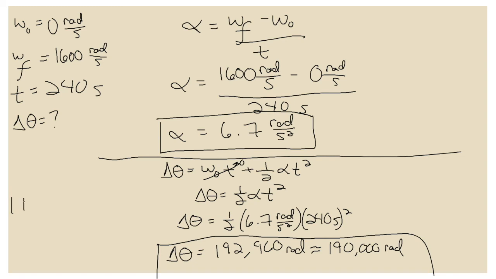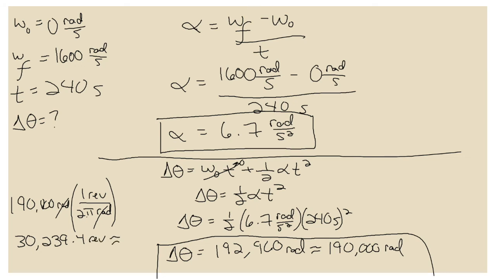Now, of course, the question said through how many revolutions? So we're going to have to do that conversion. So we have 190,000 radians, and to convert that to revolutions, we're going to say here 1 revolution is 2 pi radians. We're putting the radians in the denominator so they cancel, and basically we're going to take our 190,000 and divide it by 2 pi. When you do that, you get 30,239.4, a bunch of other numbers in there for your revolutions.